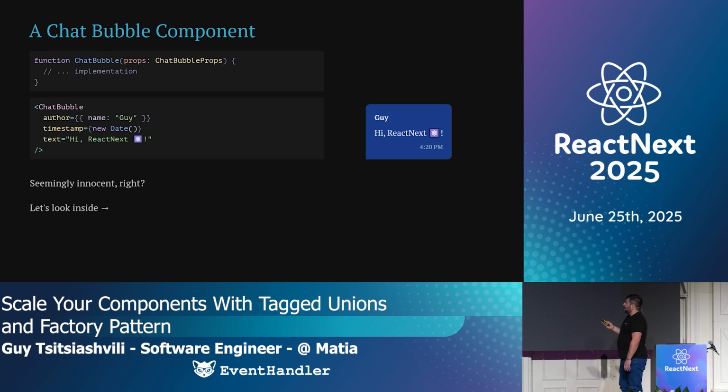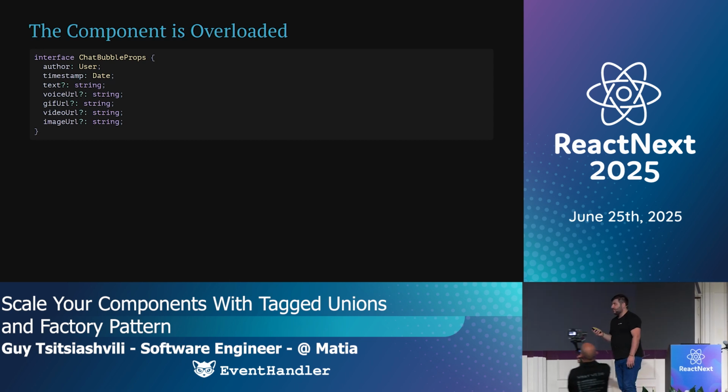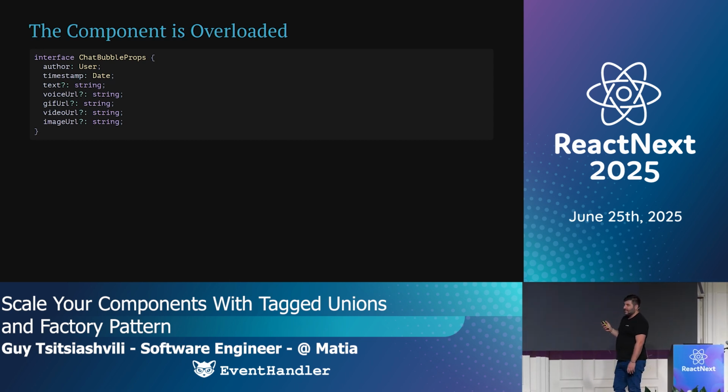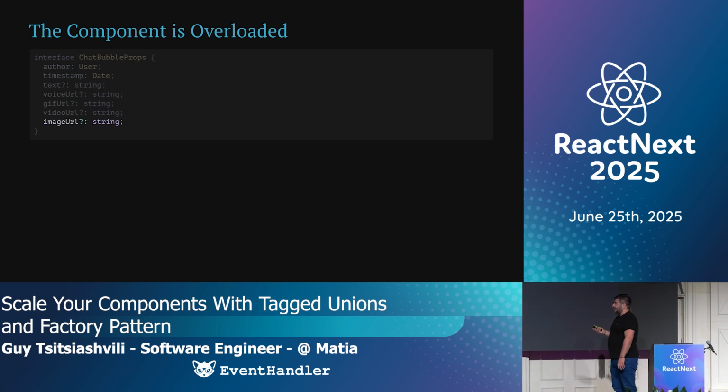Now let's look inside how it's designed. At first glance, we can already see some problems. This component is trying to do a lot of stuff that can lead to undefined or undesigned behavior. We have a set of props here. All of them are optional, all of them conflicting, because we want to render only one kind of chat bubble, either it's text or voice. We don't want to mix them together. So we want a text, voice, GIF, video, whatever.